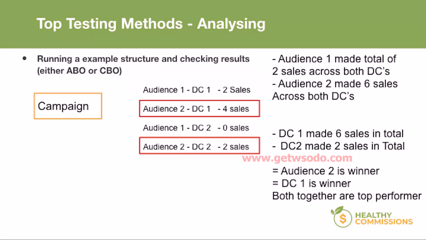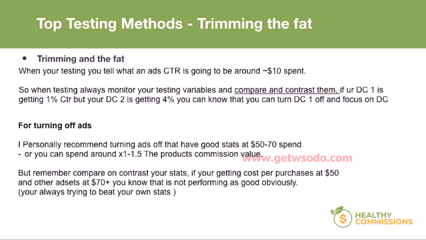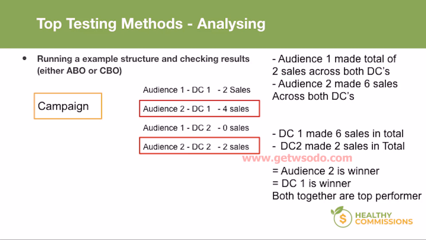So out of all of these, audience 1 made a total of 2 sales across both dynamic creatives. Audience 2 made 6 sales across both dynamic creatives. And then on top of that, DC1 made 6 sales in total and DC2 made 2 sales in total. So from these stats, we can accurately see that audience 2 is 100% the winner and then DC1 is the winner, and both together are the top performer. Right, so that should be very clear once you've done a split test like this. So in that example, this one here is obviously performing the best. So we could go ahead and then scale that out, and then we'll cover the different methods of scaling.